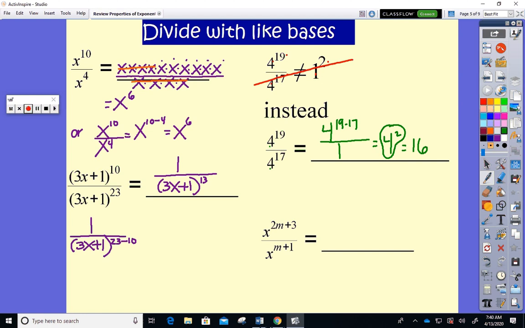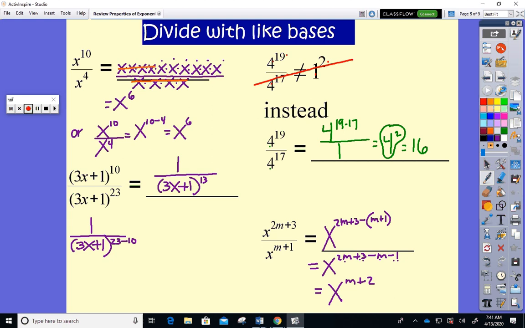So on the last problem, it's the same idea. The x to the 2n plus 3 over x to the n plus 1. Your bases are alike, so subtract. I'm going to say 2n plus 3 is bigger than n plus 1, so I'm going to subtract to the top. So I'm going to say 2n plus 3 minus all of n plus 1. Be careful there. So that's going to give me 2n plus 3 minus n minus 1 when I distribute the negative 1. So I'm going to get 2n minus n is 1n, and 3 minus 1 is plus 2. And again, there's your answer.